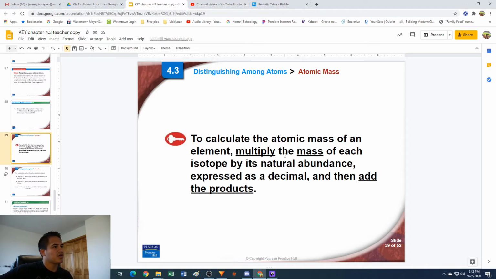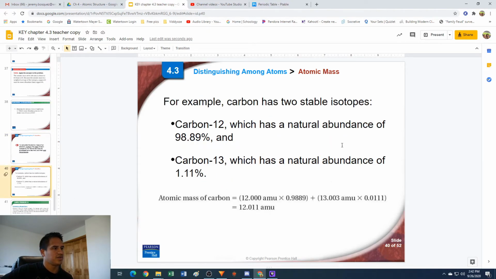So to calculate the atomic mass of an element, we take the mass of each isotope, multiply by its natural abundance as a decimal, and then add them together. Okay, now here's an example. Carbon-12, for example, has a natural abundance of 98.89%. Carbon-13 has a natural abundance of 1.11%.